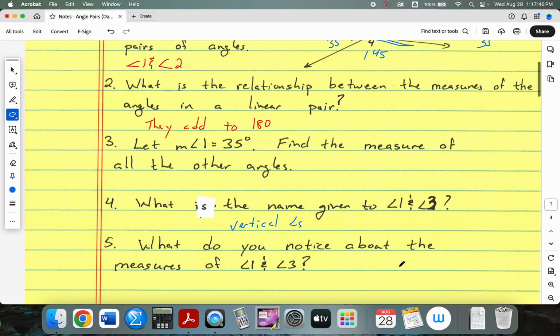What do we notice about angle 1 and angle 3? About their measures? All right, so let's be careful. What does the sentence say about their measures? The measures are equal. If I'd asked, what do we know then about angle 1 and 3? The angles are congruent. Okay, that makes sense. So they are equal.